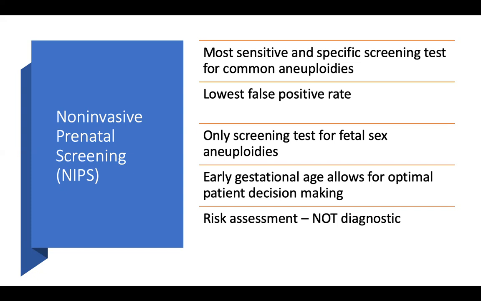So the NIPS really fits the bill for an ideal screening test in that it has a high sensitivity and specificity, it has a low false positive rate, and it has the ability to be performed early, as early as 9 to 10 weeks of gestation. It's also the only screening tool for fetal sex aneuploidies or fetal sex chromosome abnormalities. As a reminder, NIPS is not diagnostic, because it is analyzing placental fragments of DNA and not fetal fragments. Therefore, any positive results should be confirmed with a prenatal or a postnatal diagnosis.